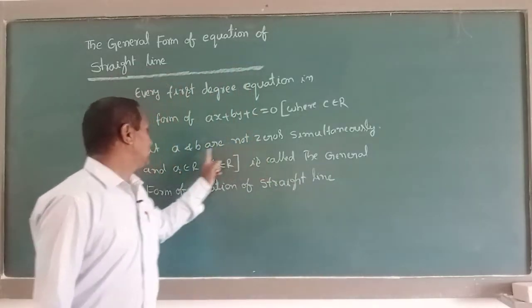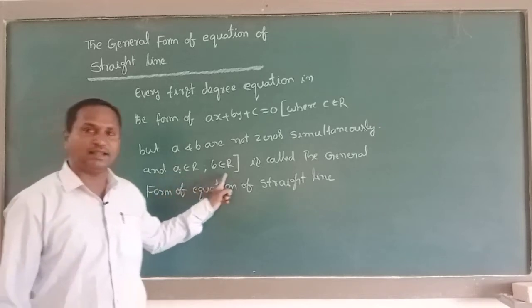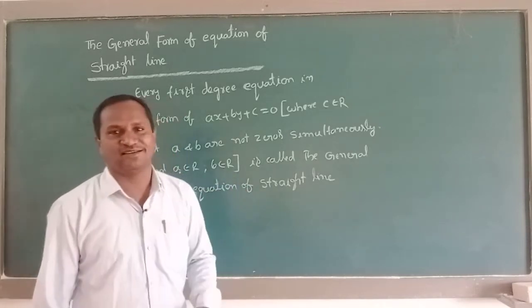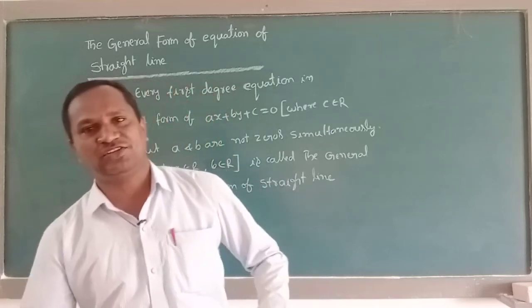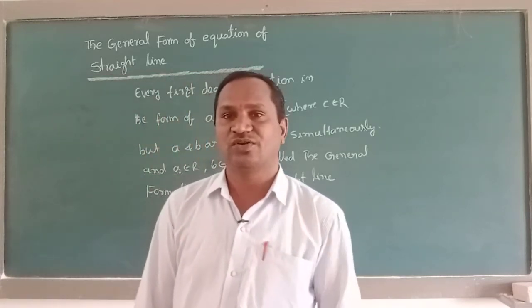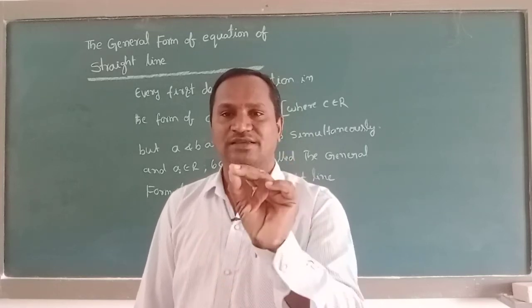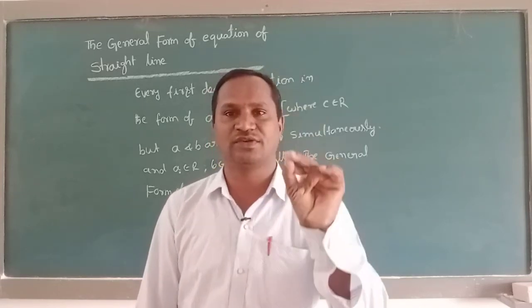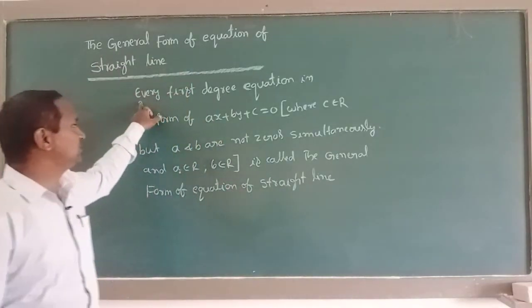So a and b are not 0 simultaneously. Both are real numbers, but one twist is that if a is 0, b is not equal to 0, and if b is 0, a is not equal to 0. That much of a situation must be present in the general form of the equation of a straight line. That's what we can give here.